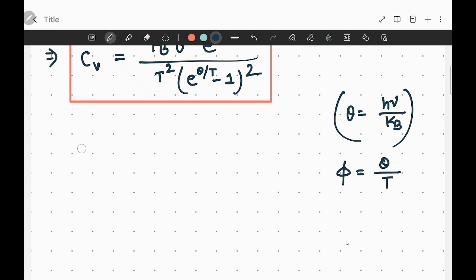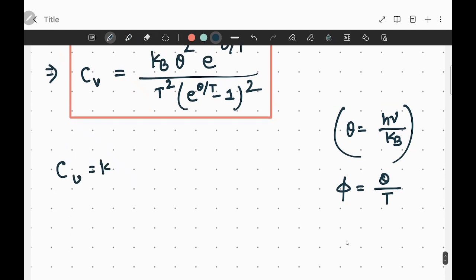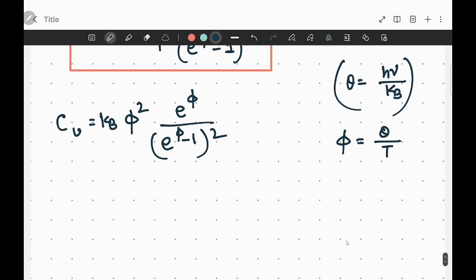So we are considering the ratio phi, that is eventually theta by T. Then you can write it as: a b phi square e to the power phi divided by (e to the power phi minus 1) square. This formula you can also write. Now, what was our question?